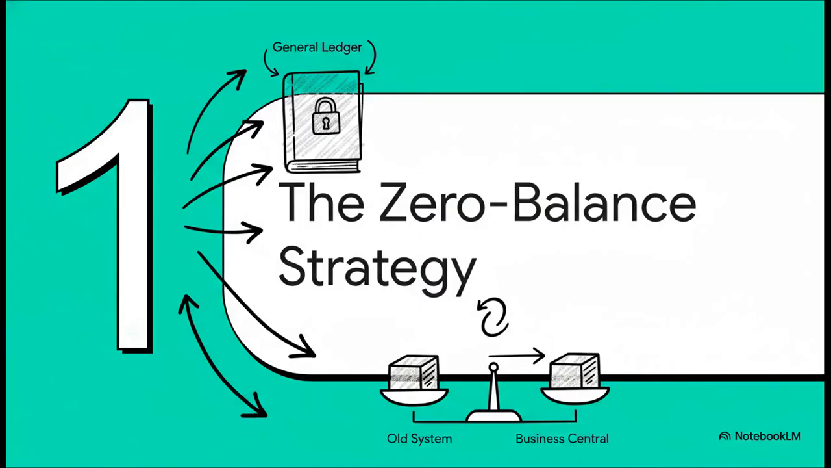So how do we pull this off without just making a complete mess of our general ledger right out of the gate? Well, the answer is a beautifully simple but really powerful technique. It's called the zero balance strategy. Honestly, this is the key that makes the whole process manageable and accurate.